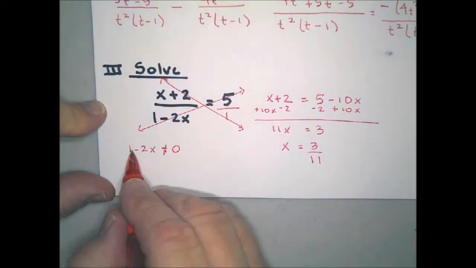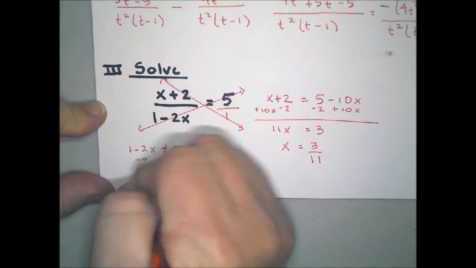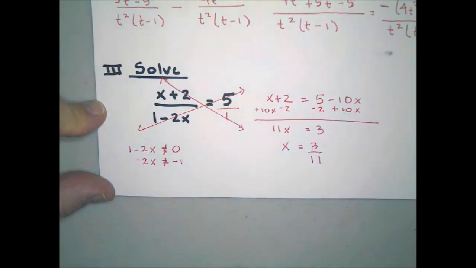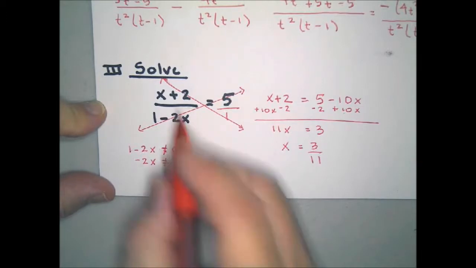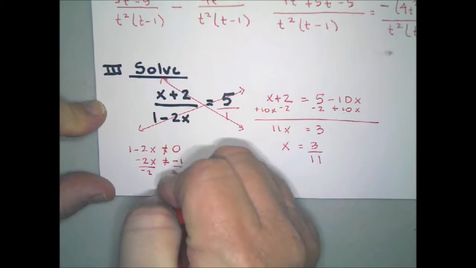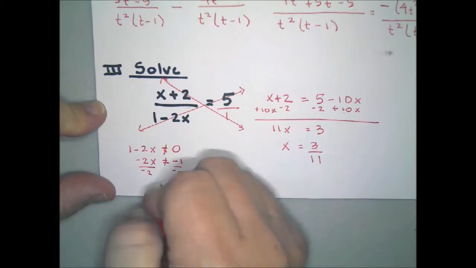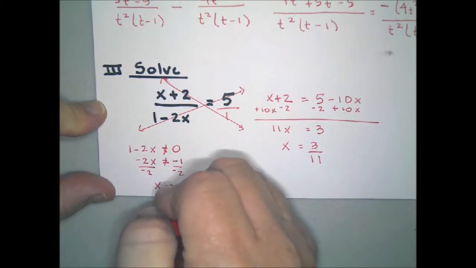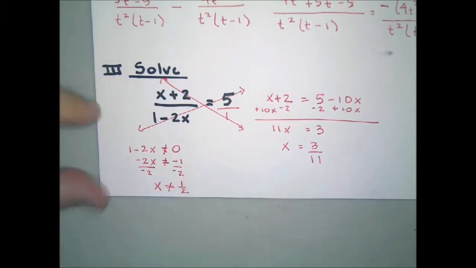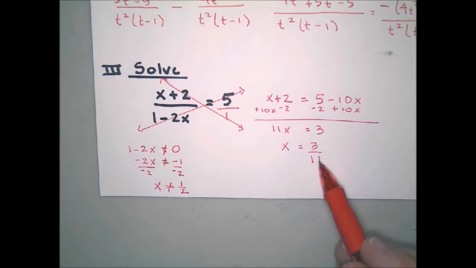So bring the 1 over to the other side. Negative 2x cannot equal negative 1. And then divide both sides by negative 2. So x cannot, in this problem, equal positive 1/2. And it didn't. X actually equaled 3/11. So we're good. We don't have to throw out that answer as being an extraneous answer.